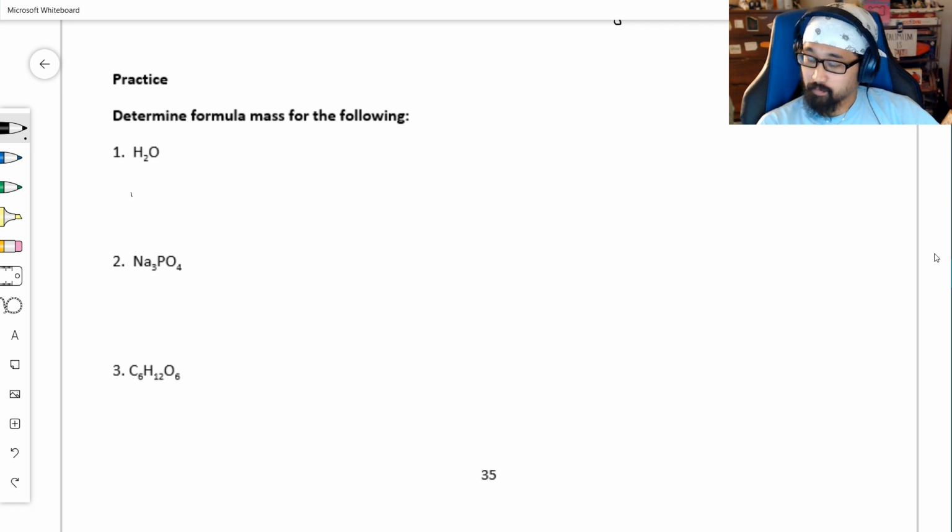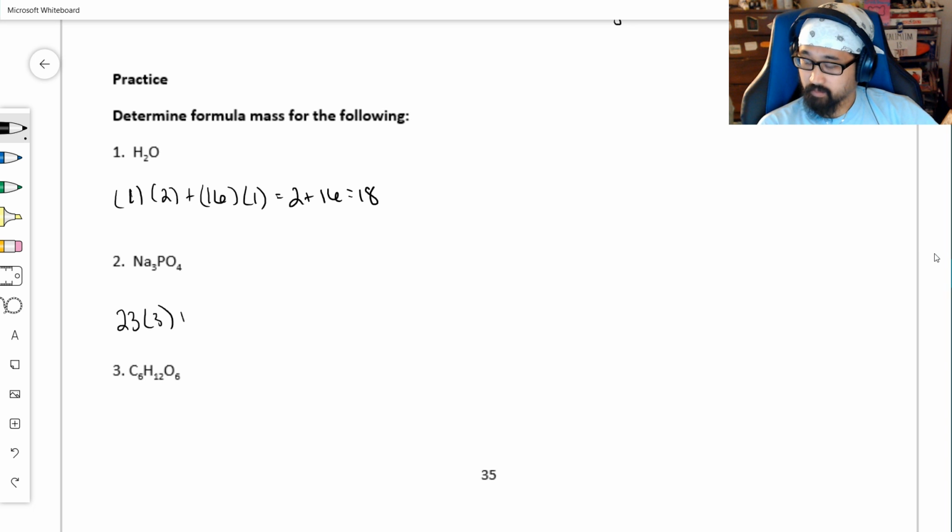So here, the mass of hydrogen is 1, and there are 2 of them, plus the mass of oxygen is 16, and there's 1 of them. That's 2 plus 16, that's 18. Here, Na has a mass of 23, and there are 3 of them, plus phosphorus has a mass of 31, there's 1 of them, plus oxygen has a mass of 16, there are 4 of them, which is 69 plus 31 plus 64, which is 164.